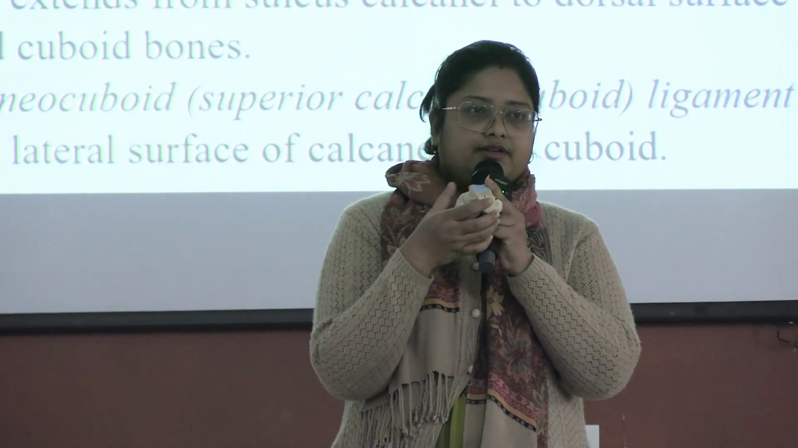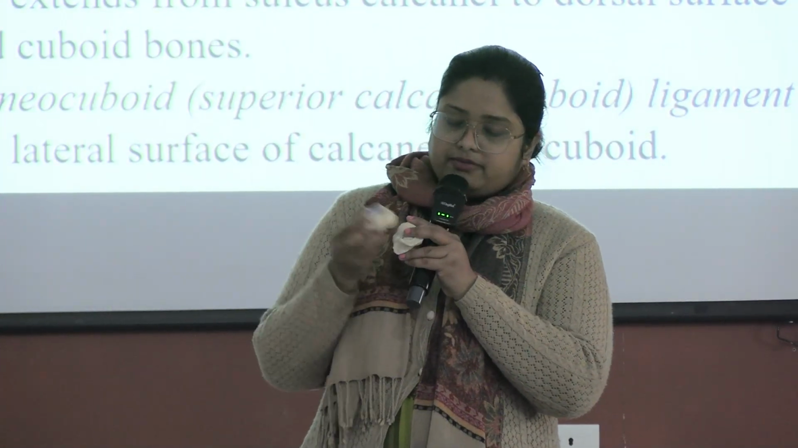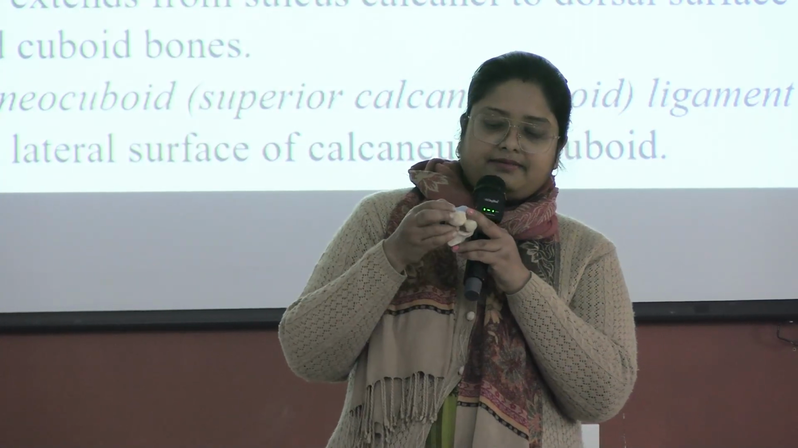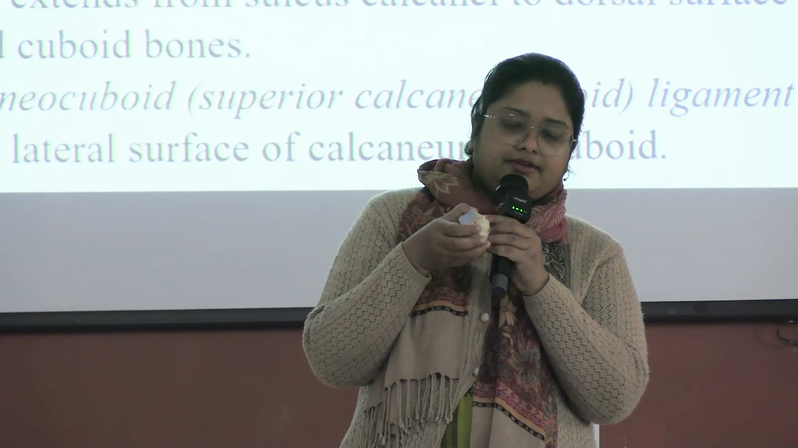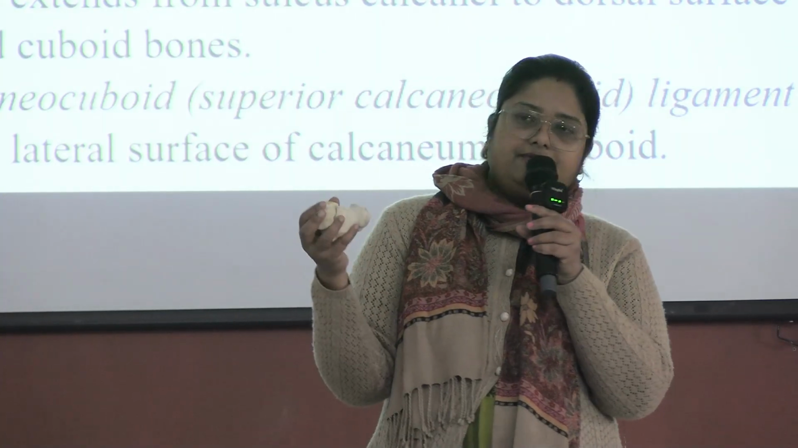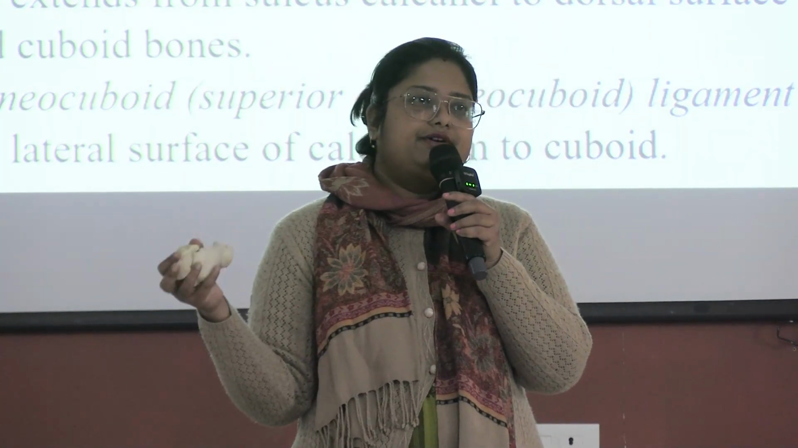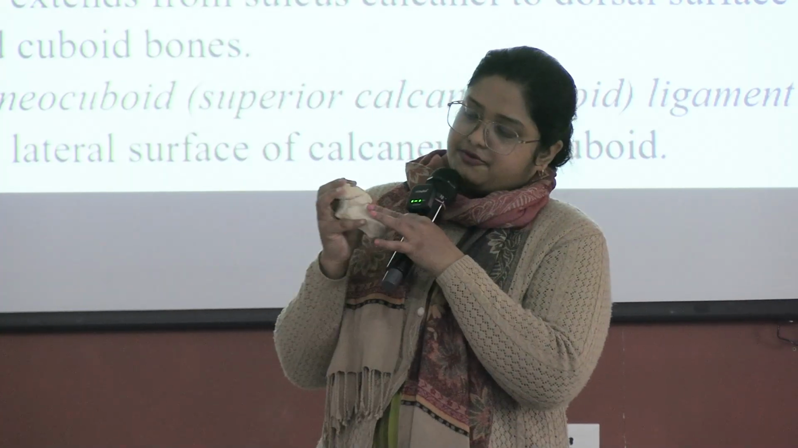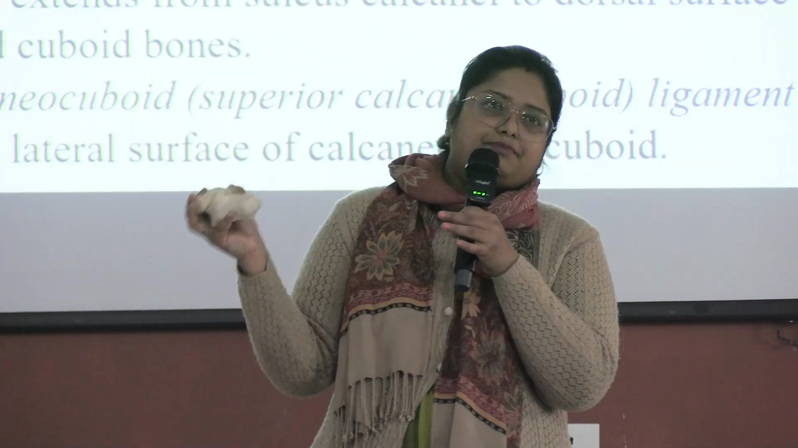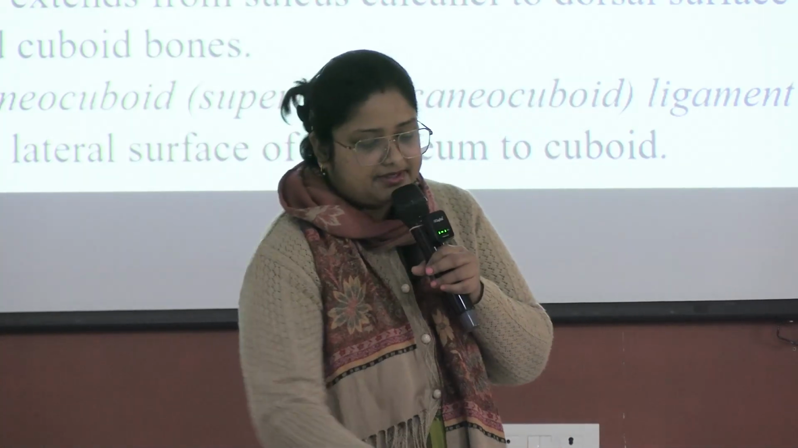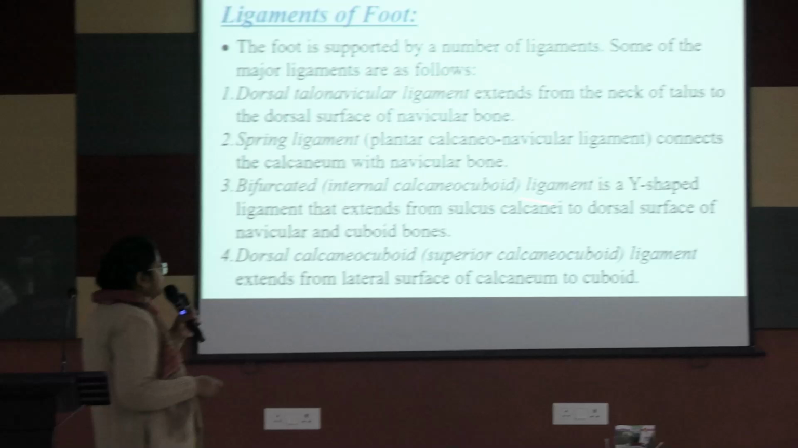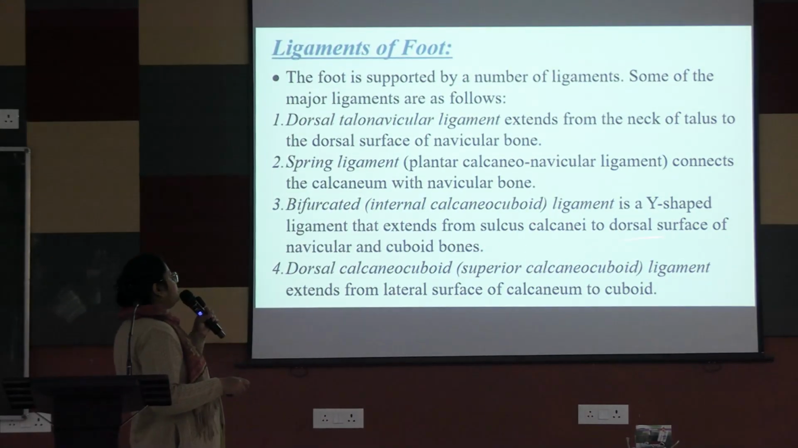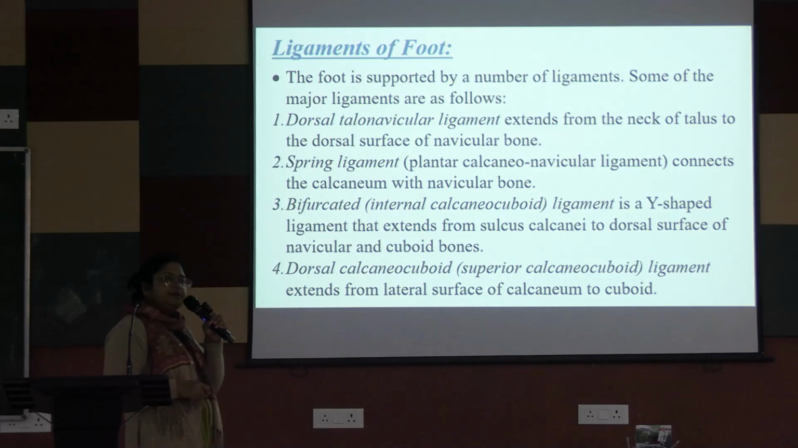Understood? And this talocalcaneal joint is known as the subtalar joint. This subtalar joint and the talocalcaneonavicular joint together take part in the movement of inversion and eversion. You understood? Here these two bones are connected by the spring ligament, which is also forming the socket. The bifurcated ligament is bisected, and extends from the sulcus calcanei to the dorsal surface of the navicular and cuboid bones.